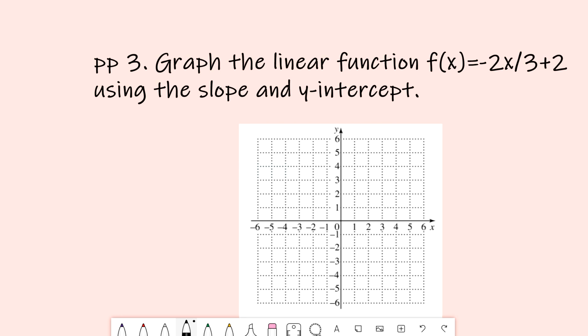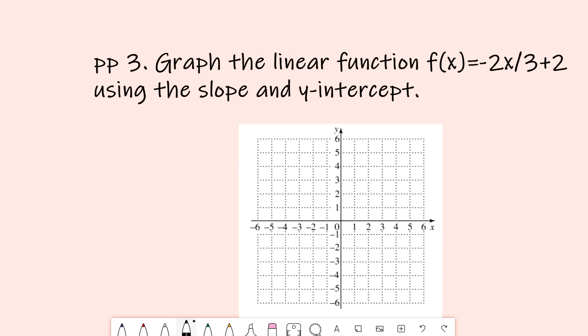All right, practice problem 3. They just want us to graph these equations using the slope and the y-intercept. Just another way of graphing equations, which is the most efficient, I may add. All right, so it's telling me to graph the linear function negative 2x over 3 plus 2 using the slope and y-intercept. Okay, so what do I know?